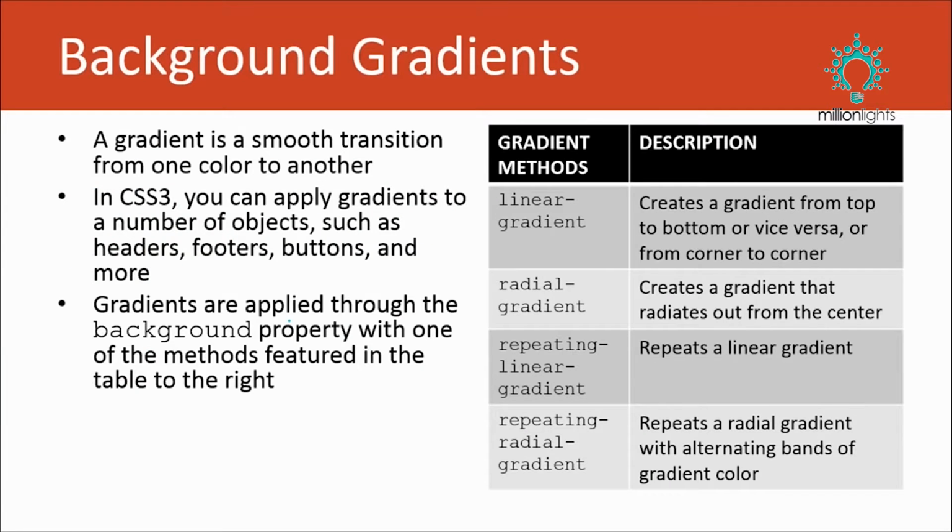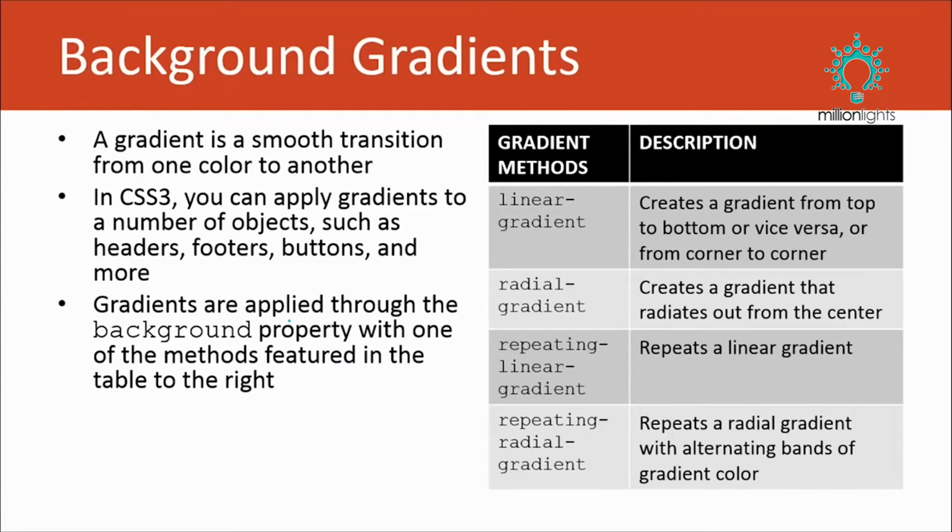So back to our presentation. Let's talk about background gradients. A gradient is a smooth transition from one color to another. And in CSS3, you can apply gradients to just about anything, right? Headers, footers, buttons, shapes, vector graphics. They're applied through the background property, and then you actually use methods, right?